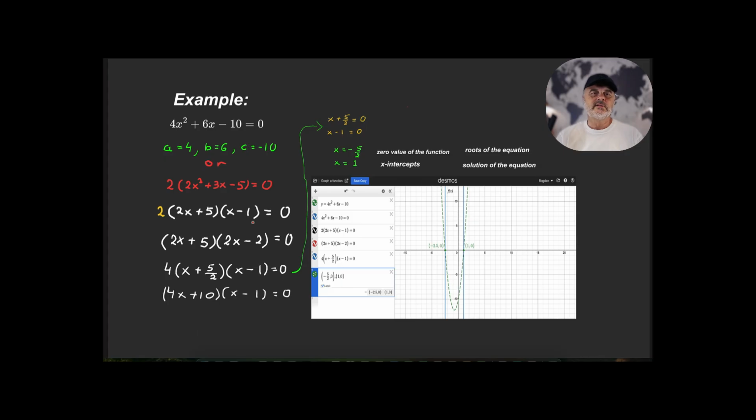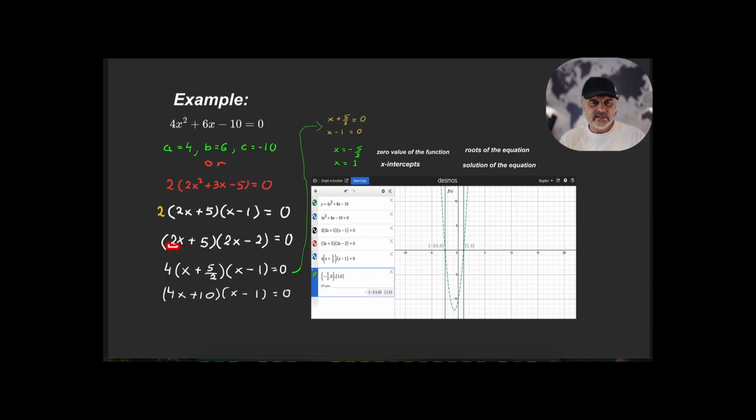Or let's say you didn't factor the 2 out. You may also find that this factored form would lead to the same answer. For example, I would keep that 2x plus 5, and if I were to multiply the second set of brackets by 2, because you can, you would get 2x minus 2. And the solution would give you the same result, negative 5 over 2, or 1.